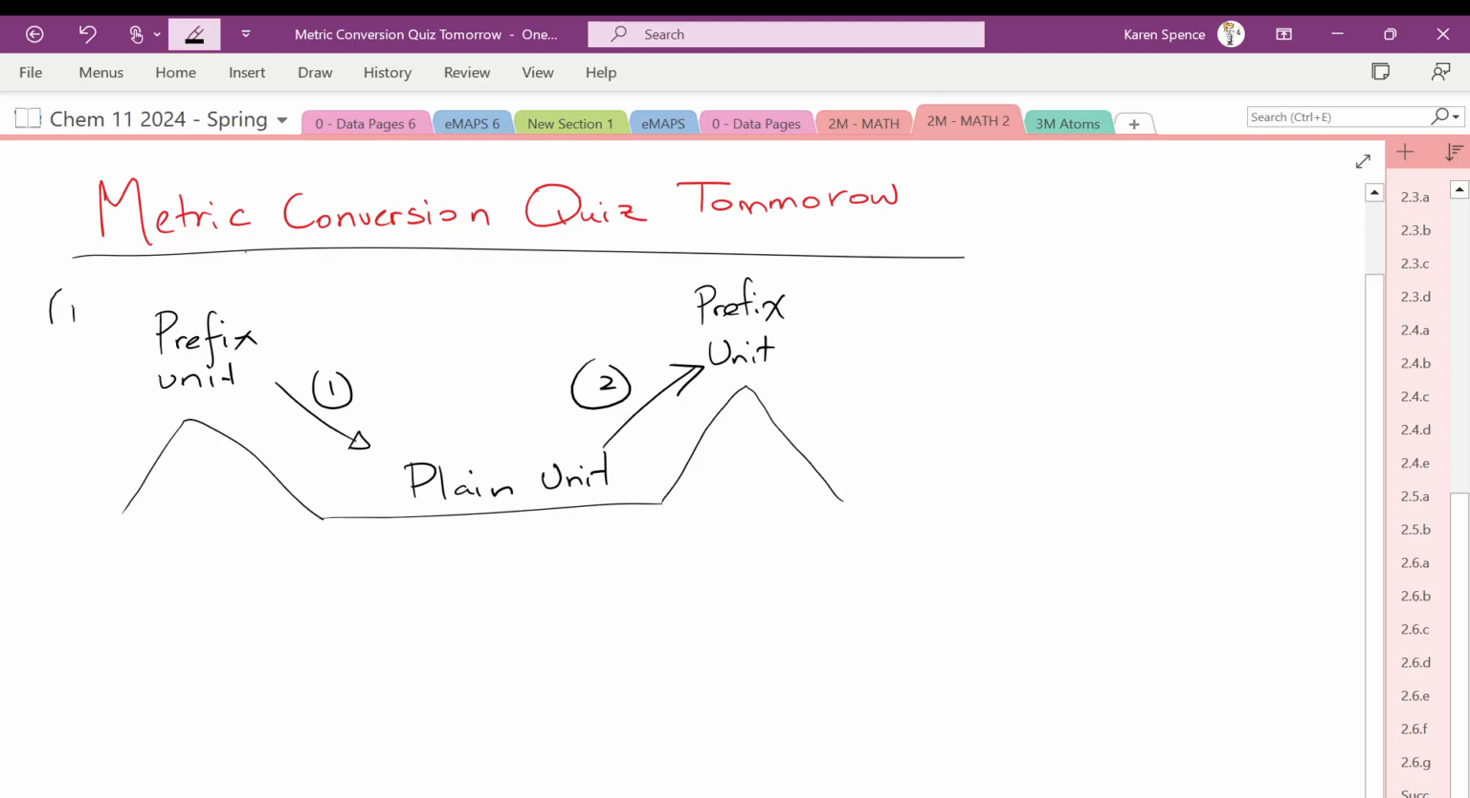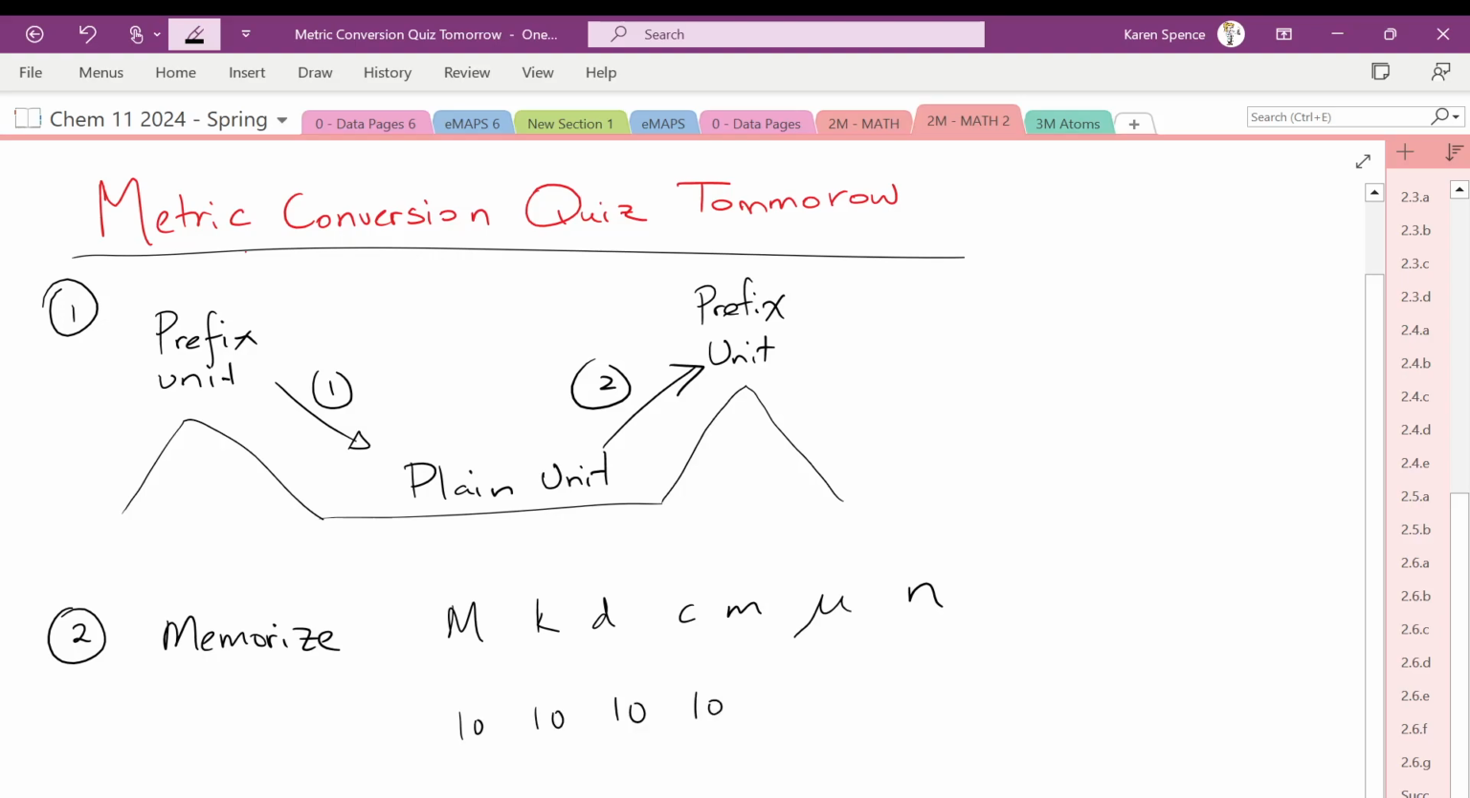Actually, first thing you need to know is that. Second thing you need to memorize: mega, kilo, deci, centi, milli, micro, nano. Six, 3, 1, 2, 3, 6. 9 is for the nano, okay?